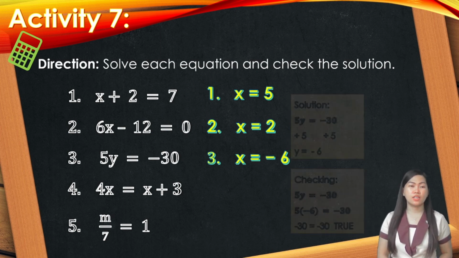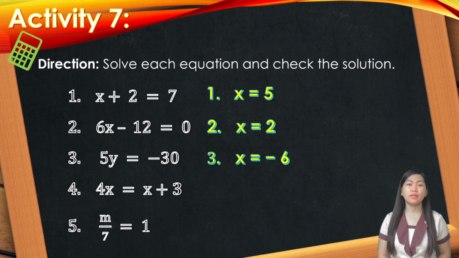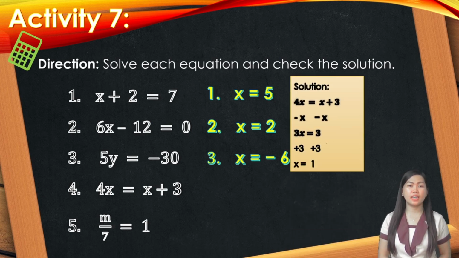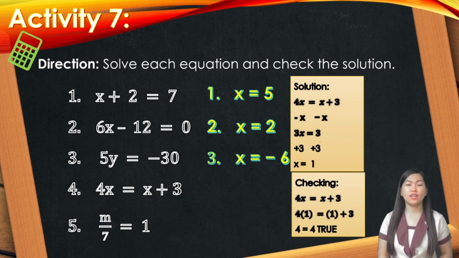Moving on, let us solve number 4. 4x is equal to x plus 3. We have 3x is equal to 3, and the inverse operation of 3x is division. The final answer is 1. And to check if 1 is the correct answer, substitute it into the equation. 4 times 1 is equal to 1 plus 3, or 4 is equal to 4, and the equation is true. So the answer 1 is correct for number 4.